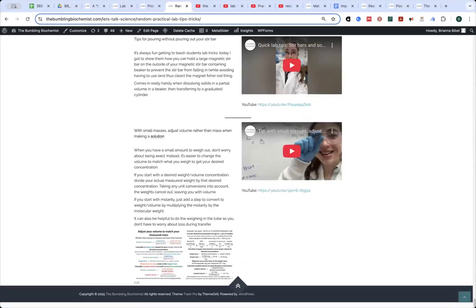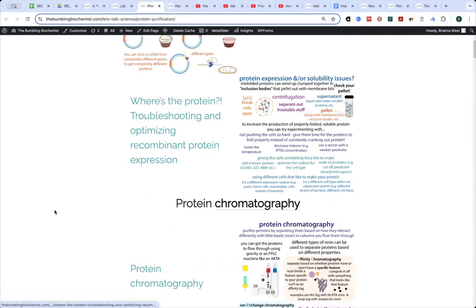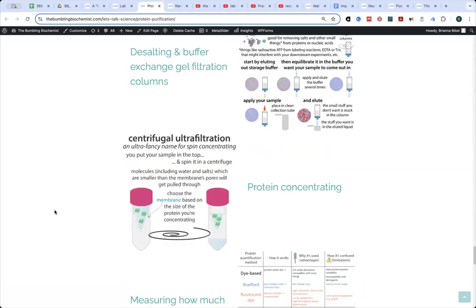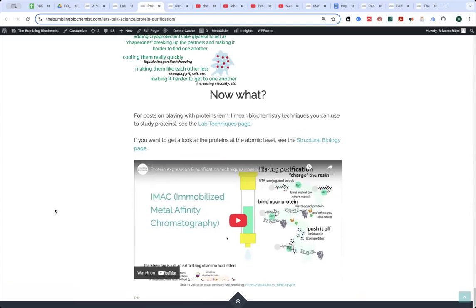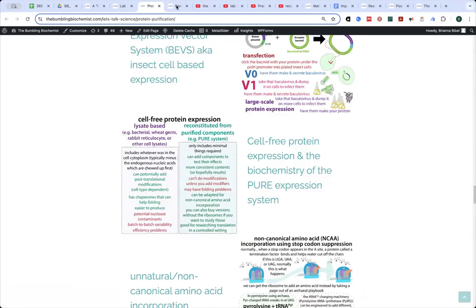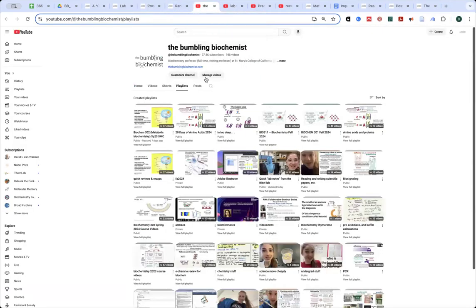Also, a lot of my experience is in protein purification, and so I have a whole page of posts on protein purification. And so in the blog forums, you'll find infographics, you'll find the theoretical background, things like this, as well as videos. And if all you want is the videos, you can go search my YouTube channel, The Bumbling Biochemist.